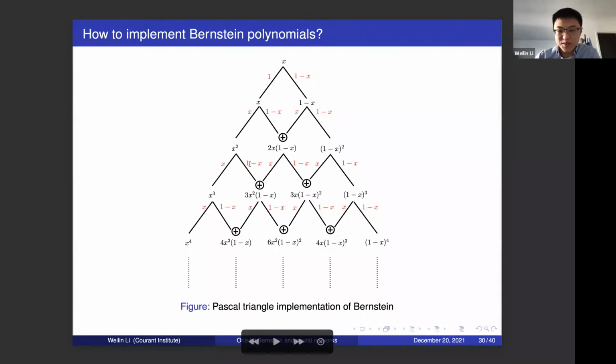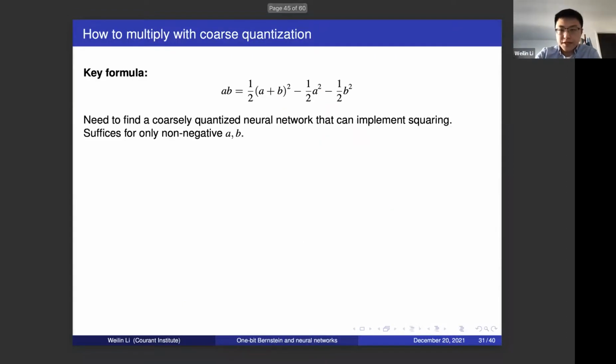And then I continue. So notice that every subsequent row of this Pascal triangle can be made from the previous one together with multiplication by a polynomial of degree 1. And all of this can be done with 1 bit, as long as I can do multiplication. So how do I do multiplication?